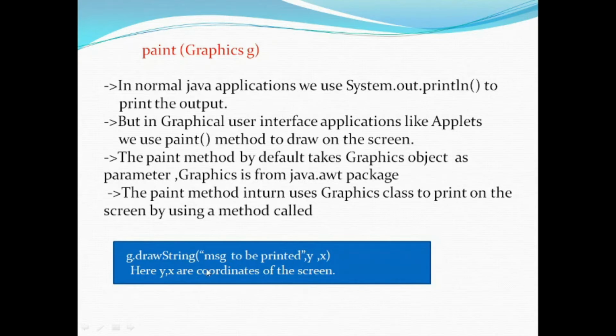Sorry, not two parameters, three parameters. The first parameter tells the message to be printed on the screen, that is the applet screen, and the remaining two parameters are integer values, which tell the y coordinate and x coordinate.